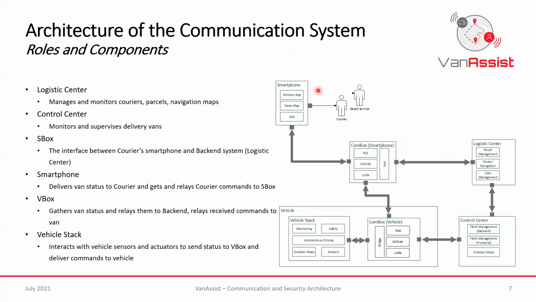Then there is a smartphone app with which the users can get the status from the van and also send commands to the S-box to be sent to the van. And then there's the vehicle COM box or V-box, which gathers van status and relays it to the backend system and also relays received commands to the van to be performed. And in the end, there's the vehicle stack, which interacts with the vehicle sensors and actuators to send status and also deliver the commands to the vehicle.